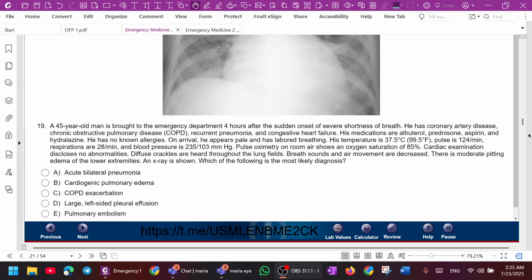His temperature is 37, pulse 124 per minute, blood pressure 235 by 103, pulse oximeter 85%. Chest X-ray shows no abnormality. Diffuse crackles are heard over the lung fields. Breath sounds and air movement are decreased. There is moderate pitting edema in the right lower quadrant. An X-ray is shown. Which of the following is the most likely diagnosis?